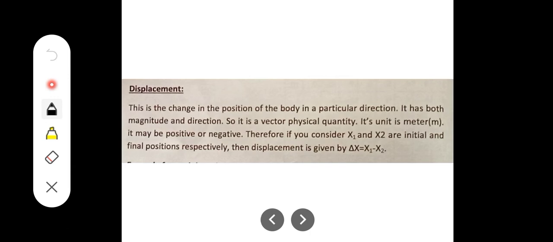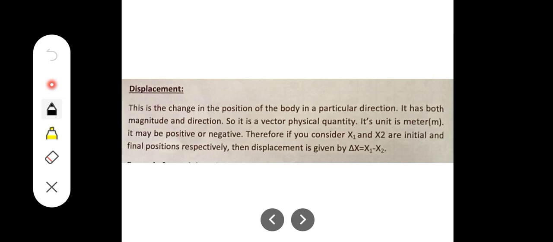Next, displacement. What is displacement? This is the change in position of the body in a particular direction. It has both magnitude and direction, so it is a vector physical quantity. Its unit is meter. It may be positive or negative. If you consider x1 and x2 as the initial and final positions respectively, then displacement is given by delta x, or change in x, that is x1 minus x2.